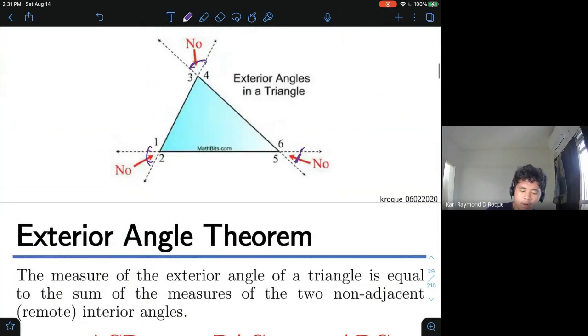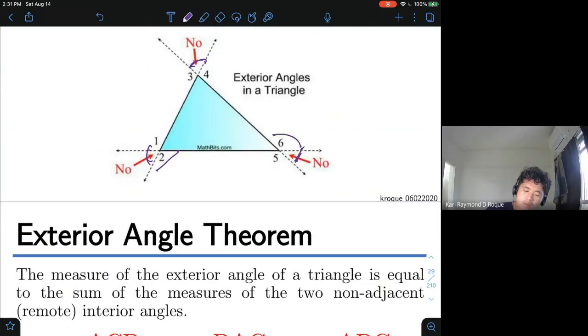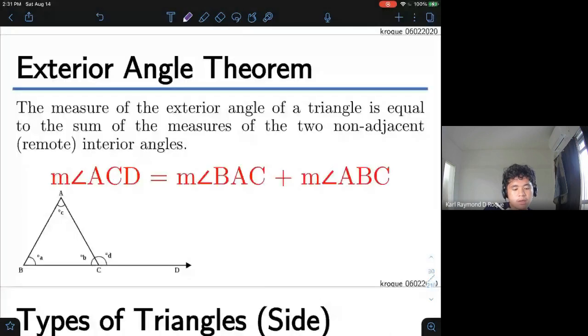The sum of these three: 1, 2, 3, is 360. Okay. Exterior angle theorem: the measure of the exterior angle of a triangle is equal to the sum of the measures of the two non-adjacent or remote interior angles. So for example, angle ACD is the sum of these two. Why is that? It's easy.